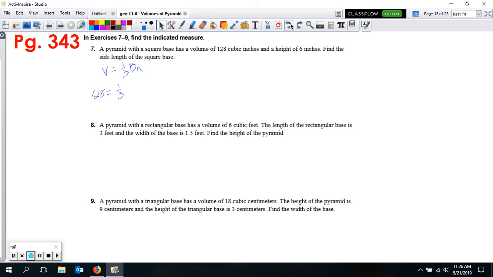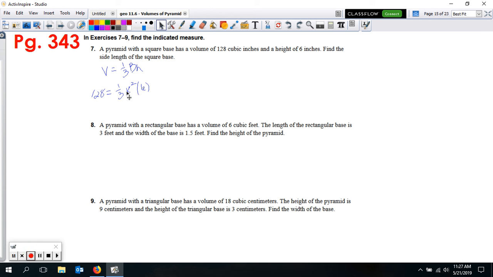The base area for this one, we just don't know what the side length is. So for a square base, it's always side squared. So if we say the side length is x, we're going to try to solve for x. We could say x squared, and we just need to now solve for x, and that will tell us the side length. And then we know the height. The height they tell us is 6. So we've got to get the x squared by itself.